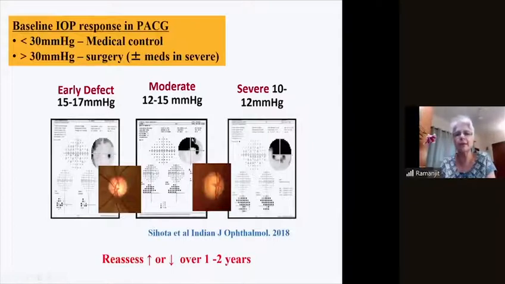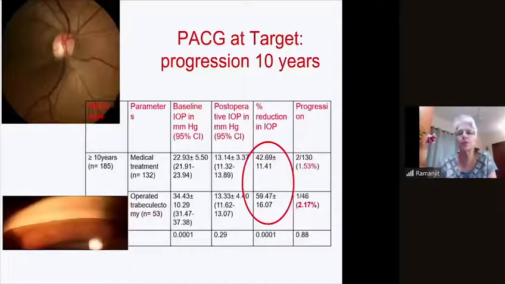And as you are aware, I think Ankur has presented very well early, moderate and severe classifications of field defects. That helps us to actually put forward a primary target IOP, that this is what we would like. After a year or so, this needs to be reassessed because sometimes you might find that in certain individuals it will remain stable even if the pressure is slightly high. And in certain individuals, it will progress even if the IOP is within your target limit. So reassess after every 1 or 2 years.